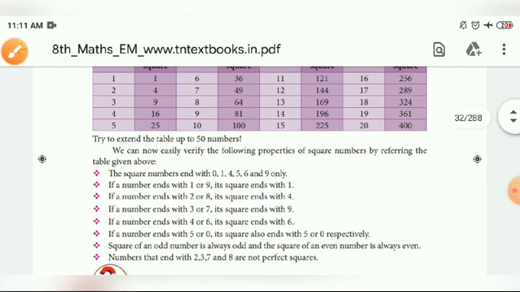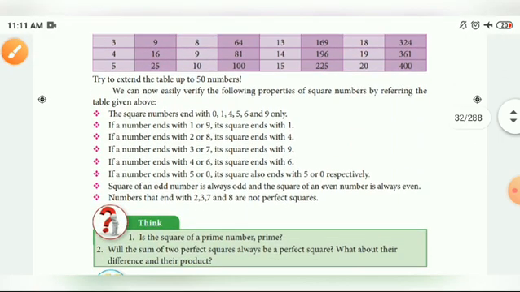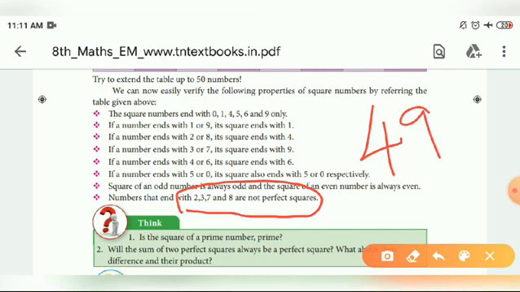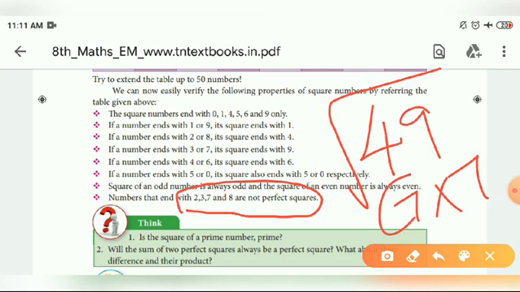Okay. And the next, last property: numbers ending with 2, 3, 7, 8 are not perfect squares. For example, 49 is a perfect square. We will learn the square root later. Okay, so square means multiplying the number by itself. 7 7s are 49. The square root is the reverse of squaring. So 49 is a perfect square. If we find the square root of 49, the answer will be 7.